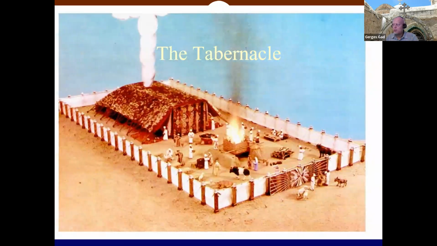So this is what the tabernacle looks like. This is like a model. Okay, you see there's a large gate or fence all around it. And then you see here, there's a big altar. And you see here, there's a big pool. We'll explain what these things are. And then you see an inner house here. Okay, so let's explain these things.